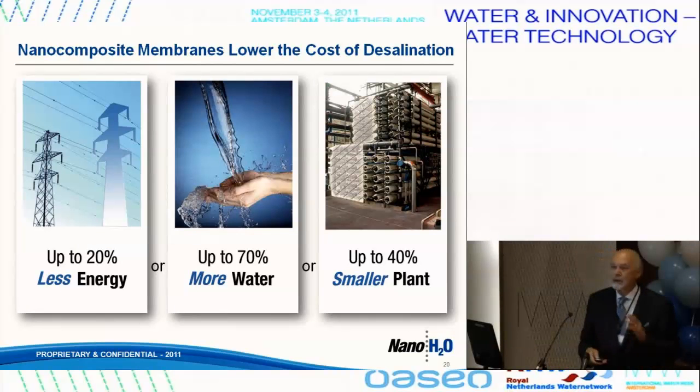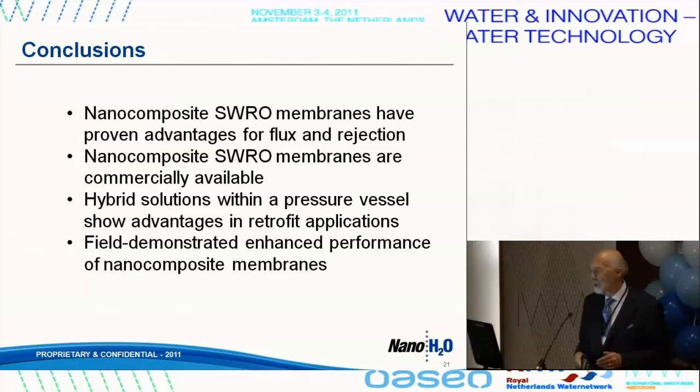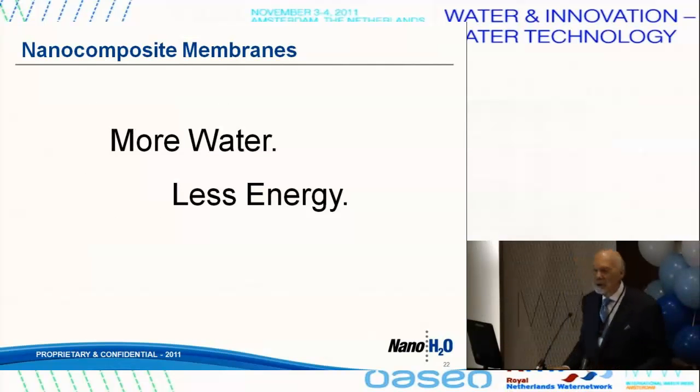At any rate, just to finish up, nanocomposite membranes do have the ability to lower the cost of desalination in new builds: up to 20% less energy, or you can have more water, or you can decrease the footprint of the plant. Basically, I hope I've explained that there's ways to get more water, there's ways to get less energy, but certainly nanocomposites are what's not only new, but what is now moving into commercial use. Thank you very much.